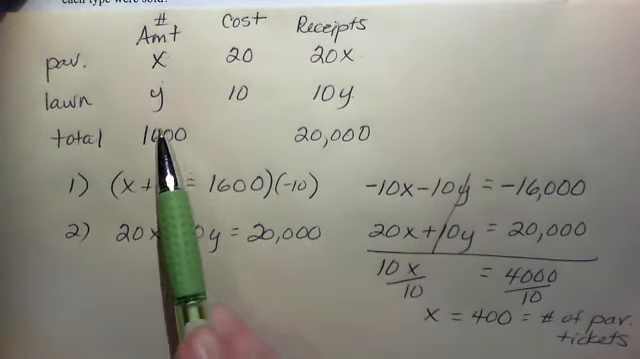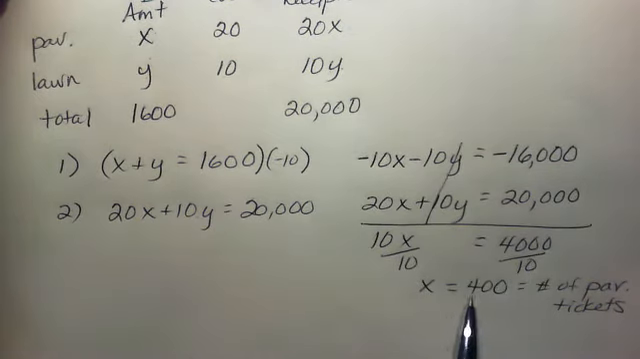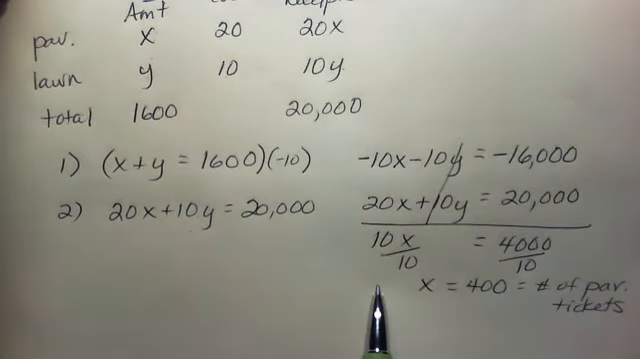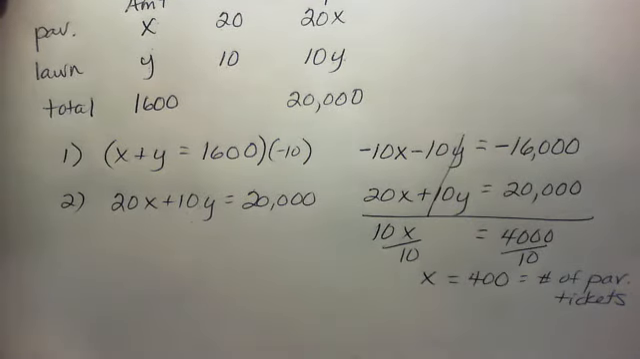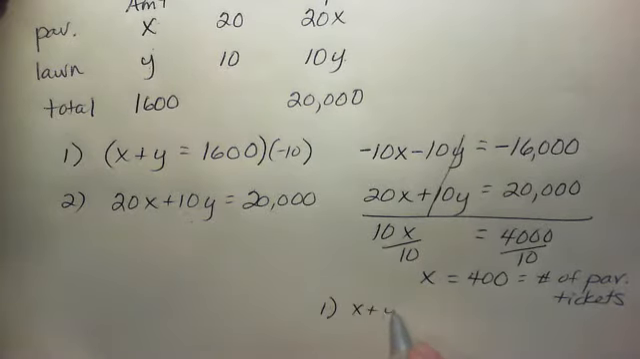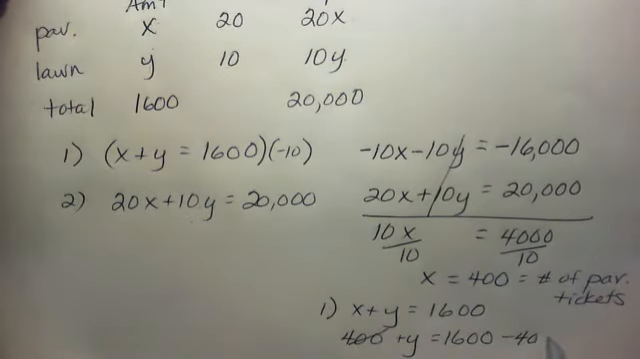Remember, we also need to find the number of lawn tickets, which is the variable y. So we should be able to take the amount 400 for x and substitute that into the easiest looking equation of the two, which I believe is 1. So let's rewrite equation 1, x plus y is equal to 1600, and replace x with 400. 400 plus y is equal to 1600. Let's subtract 400 from both sides, and that gives us y is equal to 1200.